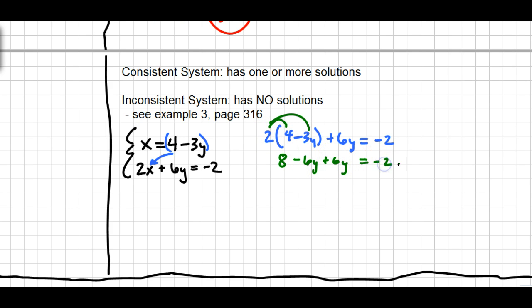Right away I can see that there's a concern here. -6y plus positive 6y is going to go away. So on this side I end up with an 8, and on the other side I have a -2. Clearly those numbers are not equal to each other. So what I can say then is this is an inconsistent system, and therefore it has no solution. If you think about that graphically, these lines will never cross.